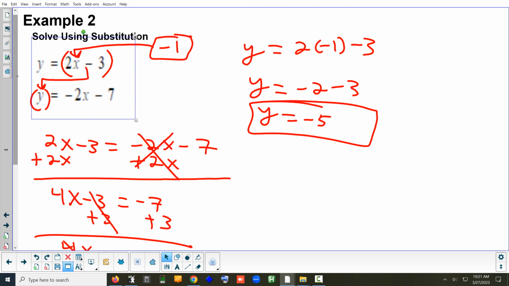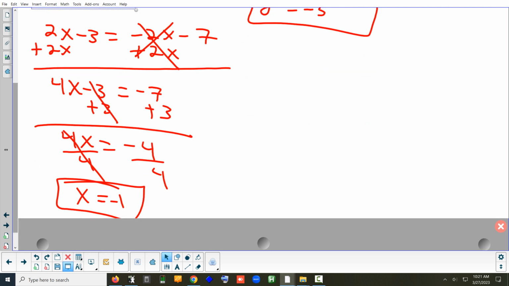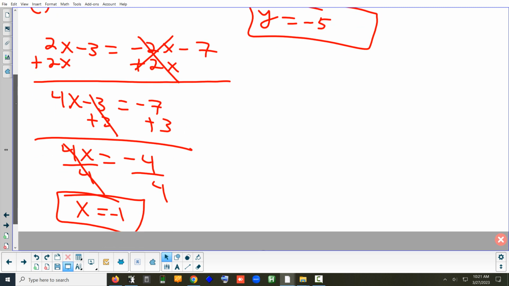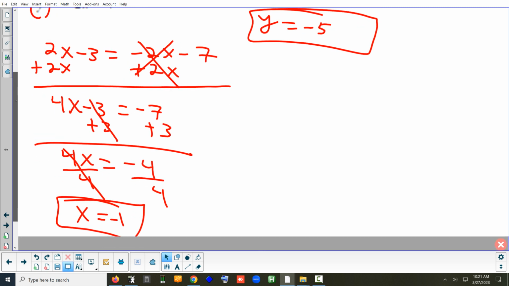If we were to draw these two lines on the calculator, they would cross each other at negative 1, negative, what was it, negative 5? Negative 1, negative 5. Any questions on those before we look at now a special case? Okay.